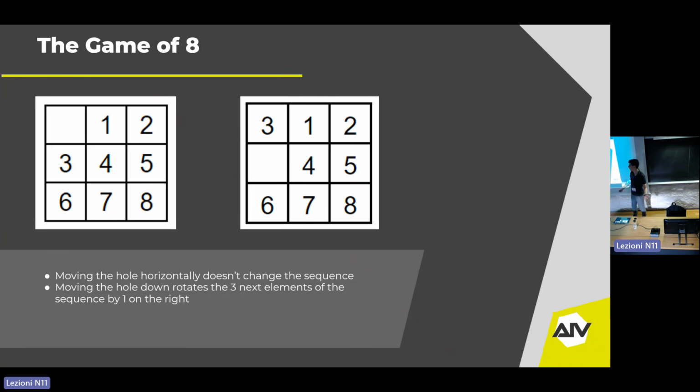And what happens when we do the opposite? So when we go from the right board to the left board, again, we have rotated the sequence to the right by 1. Which sequence? The one that goes from the next position of the hole to the current position of the hole. So again, we are still working with swap, rotate, and reverse.